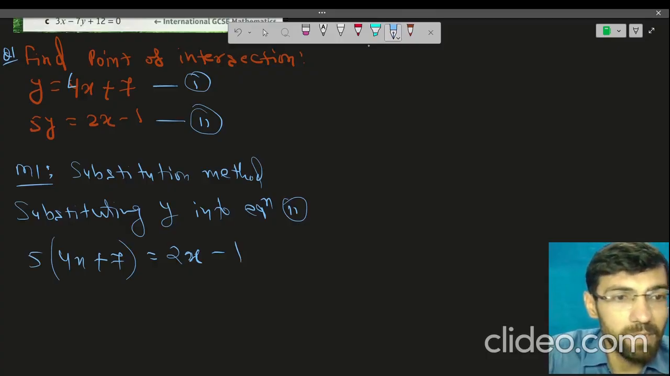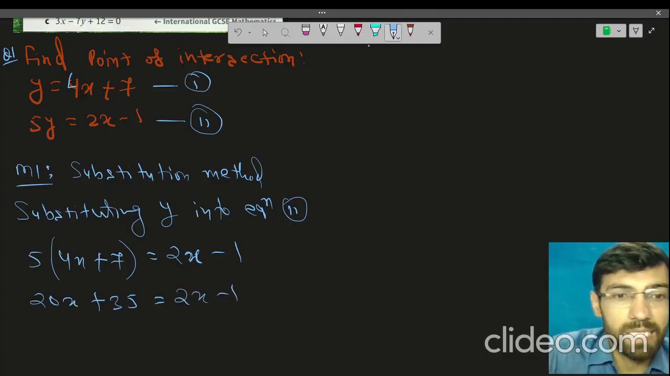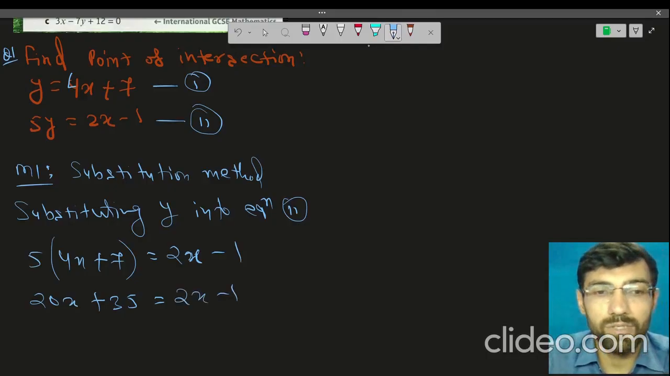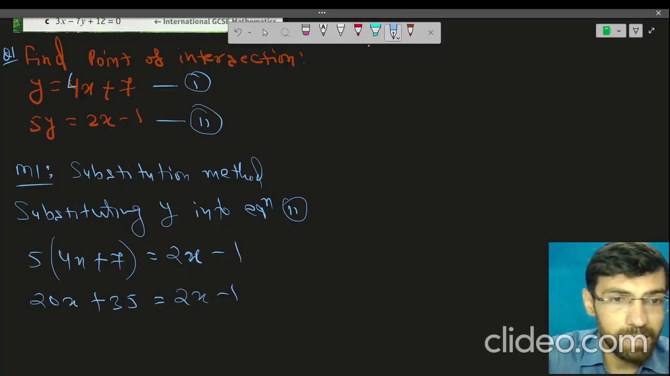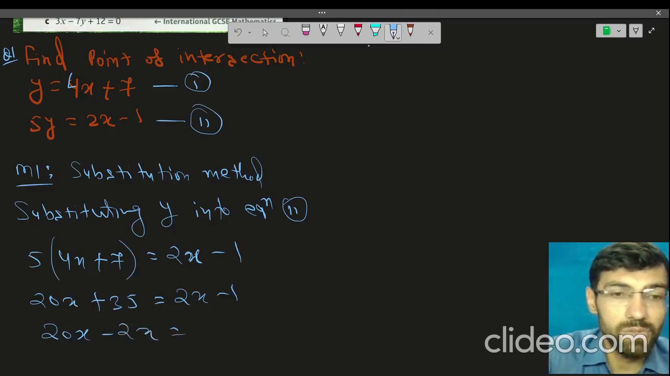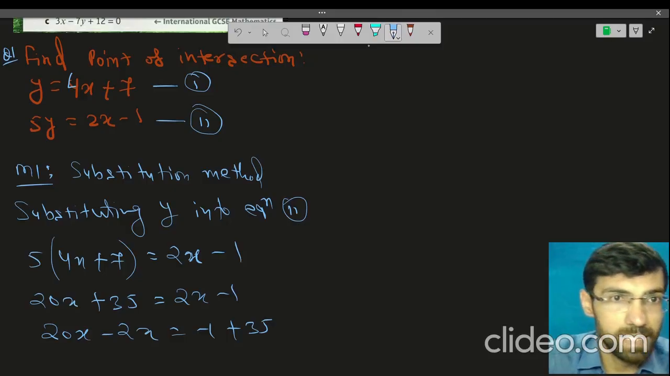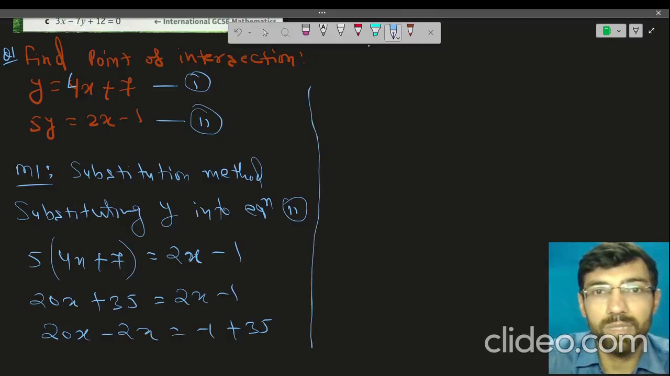If I open the bracket, 5 will multiply both, so it will be 5 times 4 is 20x plus 7 times 5 is 35 equals 2x minus 1. And now since we have to find x, we will move all x terms to the left and all other terms to the right. So this is 20x minus 2x equals minus 1 minus 35, correct? 20x minus 2x is 18x. So now what are we left with? 18x equals how much? 18x equals minus 1 minus 35.